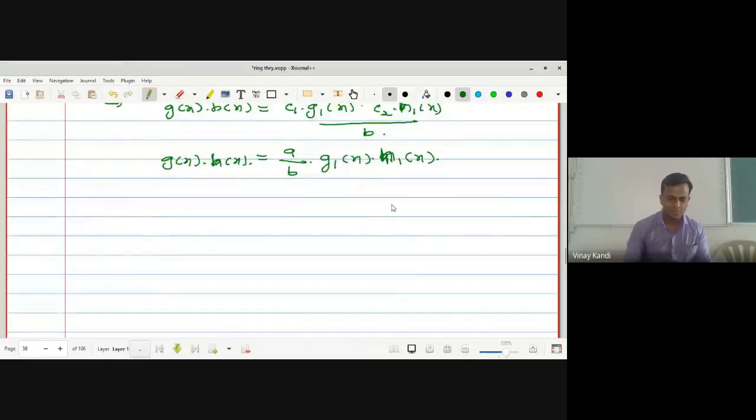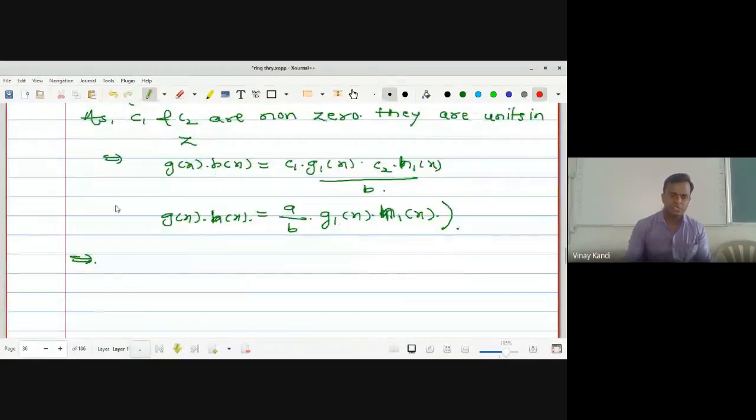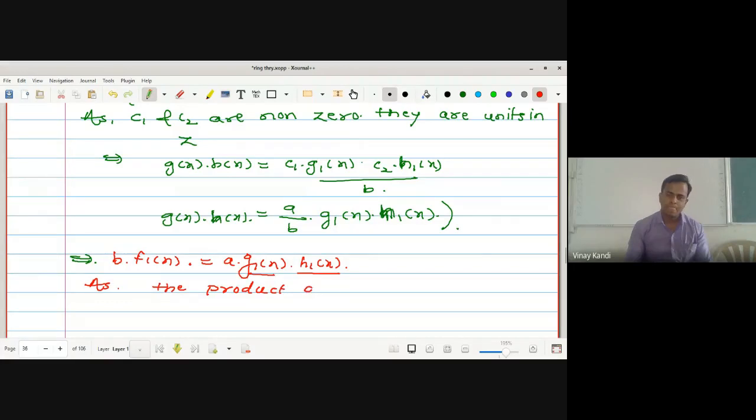So that implies, what we get now here, f of x is equal to a upon b into g1 of x into h1 of x. So that implies b into f1 of x is equal to a into g1 of x into h1 of x. Here g1 and h1 are primitive polynomials. The product of two primitive polynomials is a primitive polynomial by Gauss theorem. Primitive polynomial g1 of x into h1 of x is also primitive.